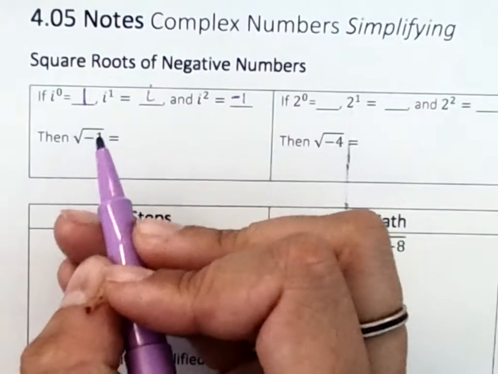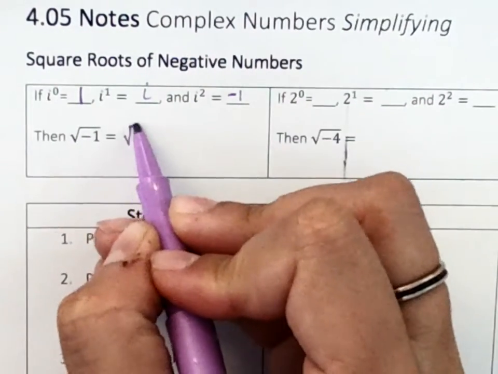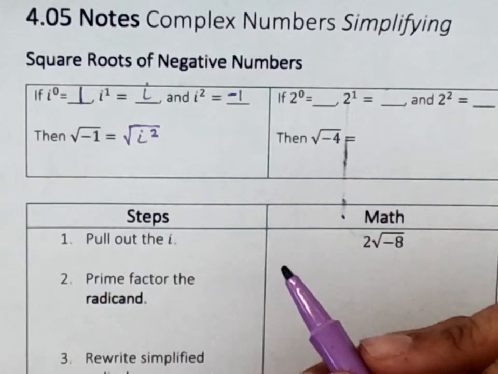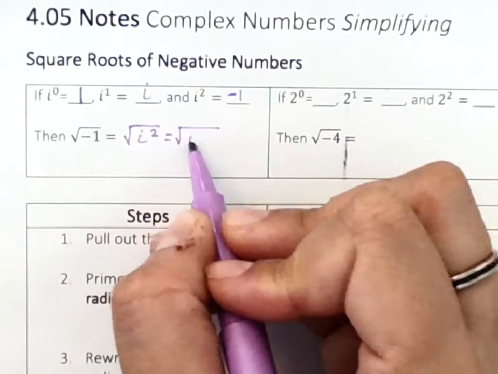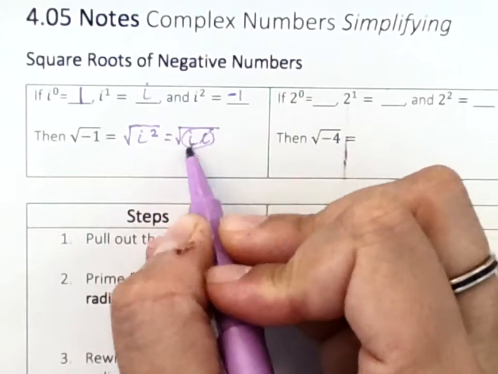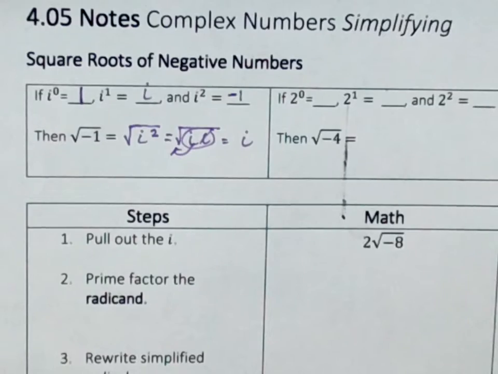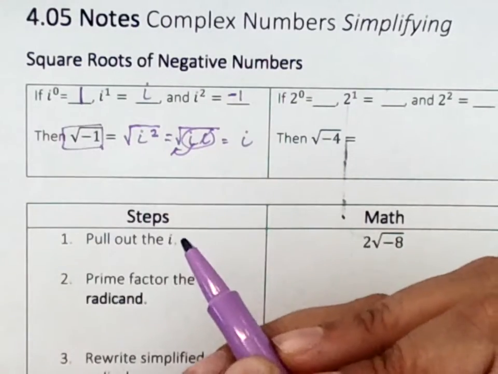Therefore, if we wanted to take the square root of negative 1, it's technically the same as taking the square root of i squared. The square root of i squared is just i. So in other words, the square root of negative 1 is an imaginary number.